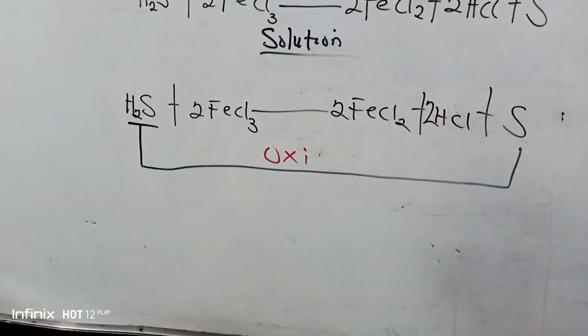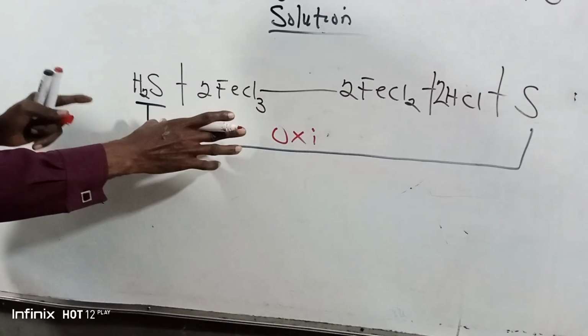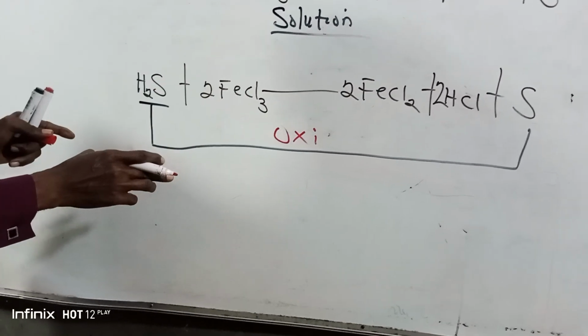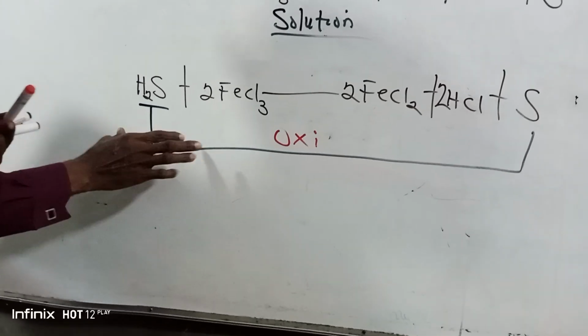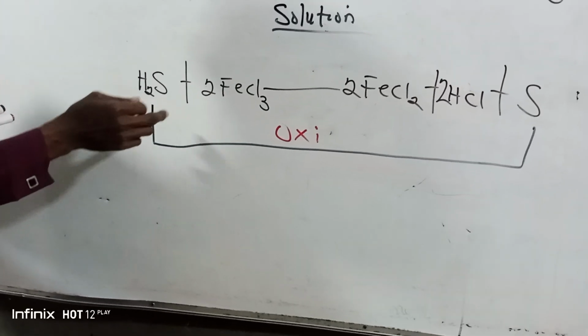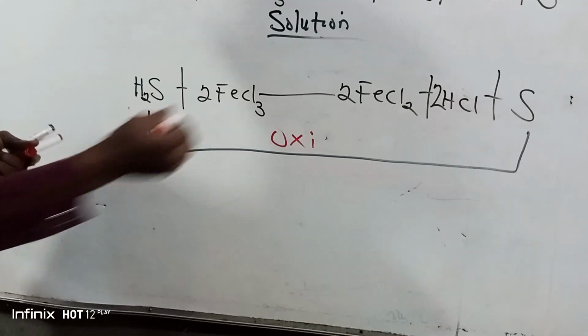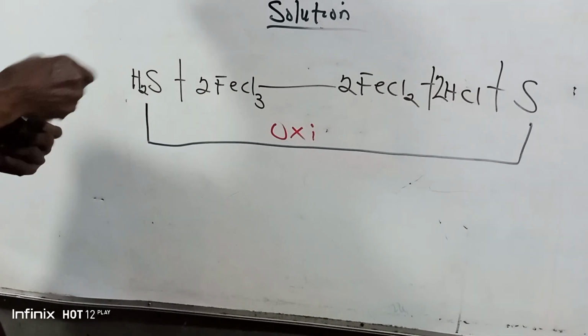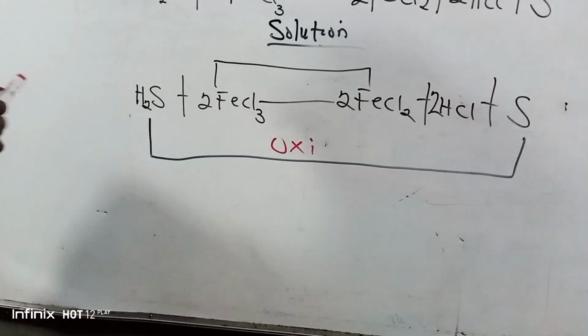Now, in a reduction and oxidation reaction, if two substances react and you have been able to identify the substance that has undergone the process of oxidation, it means the other species has undergone the process of what? Reduction.